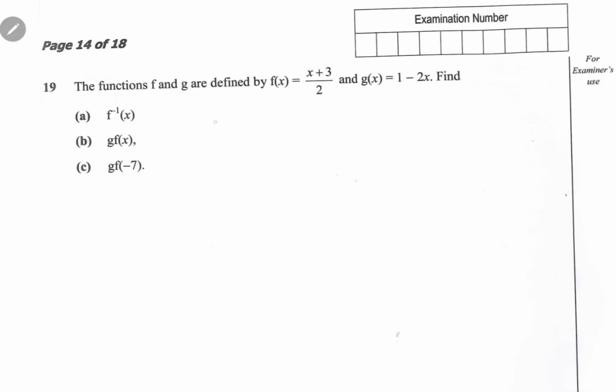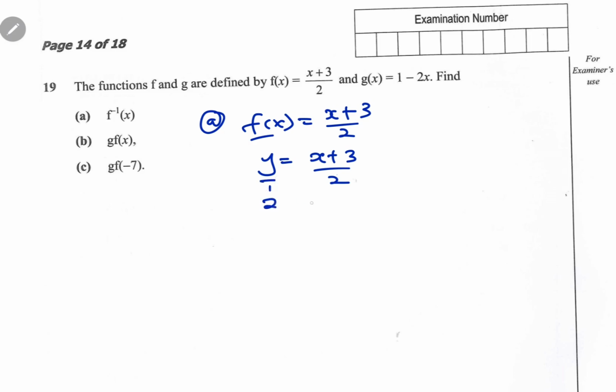Find f inverse. So dealing with f, to find the inverse, let us rewrite this one: x plus 3 over 2. Now what you do? Replace f(x) with y. y is equal to x plus 3 over 2. Make x the subject, so cross multiply. It's going to be 2y is equal to x plus 3.